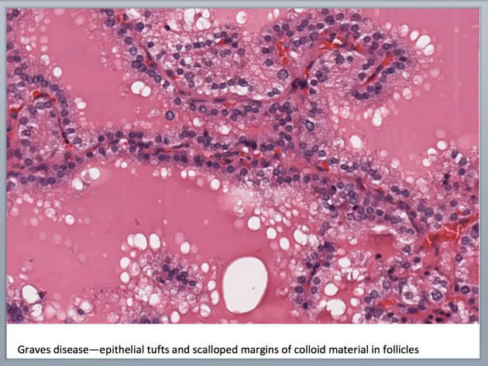This is just a higher power view of the same image, again to emphasize the epithelial tufts and also show in higher detail this feature of scalloped margins of colloid in the follicles, and it has this bubbly or scalloped appearance at the interface of the colloid and the adjacent follicular cells.